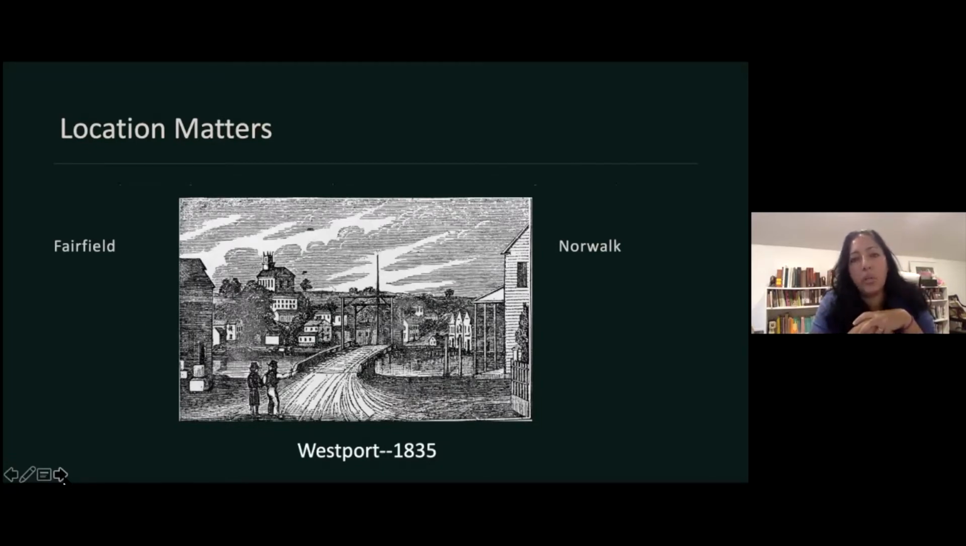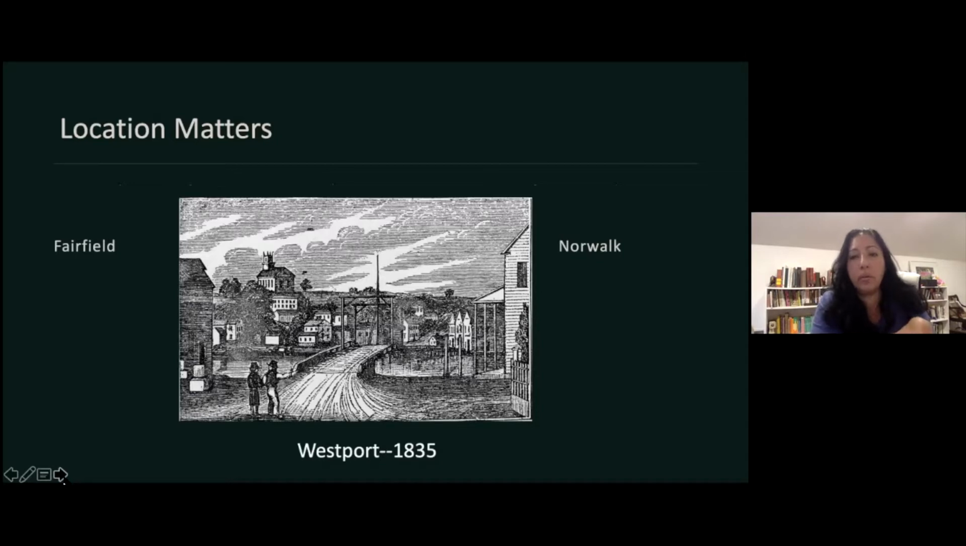Location matters also in terms of really thinking about where to get your records. So once you can figure out where your area sits, that's going to give you a clue as to not only the nature of potential slavery, but where to find the material that you need.